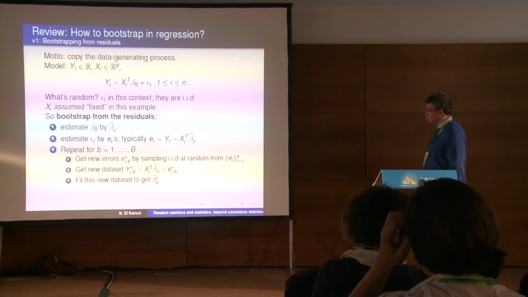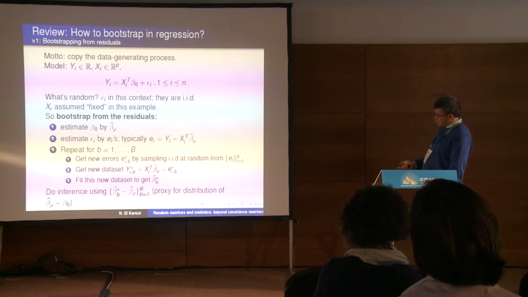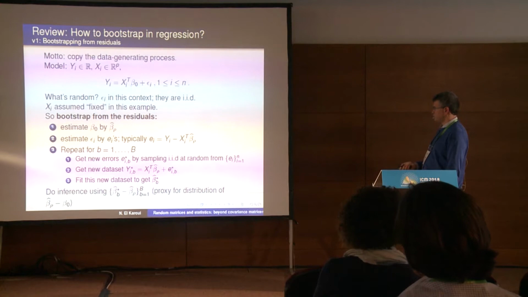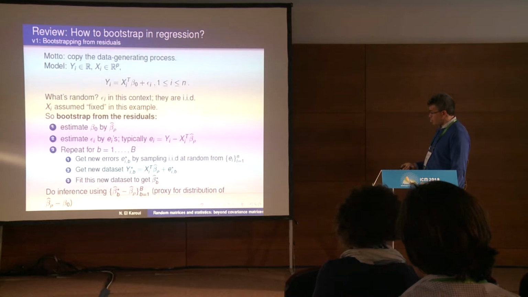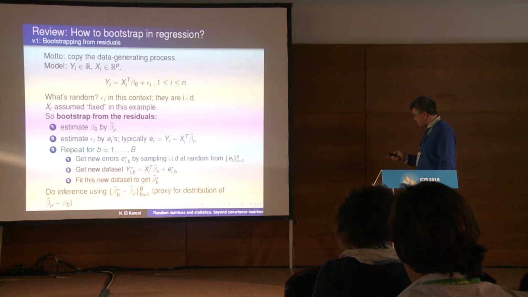And now what do I get? I get what I hope is an estimate of the distribution of beta hat rho minus beta naught, by just looking at the histogram of beta hat star b minus beta hat rho. Okay? So if this is a good estimate of the law of that, I can do inference, I can do everything I want. And at some level, I may not need probability anymore.